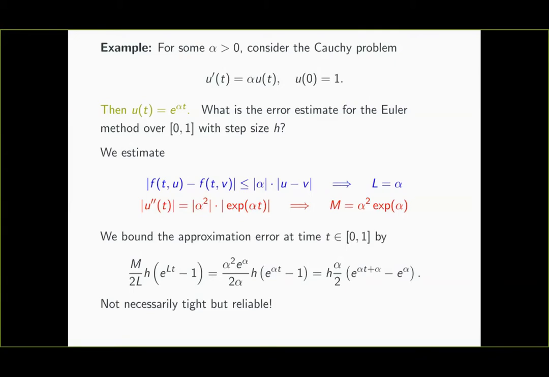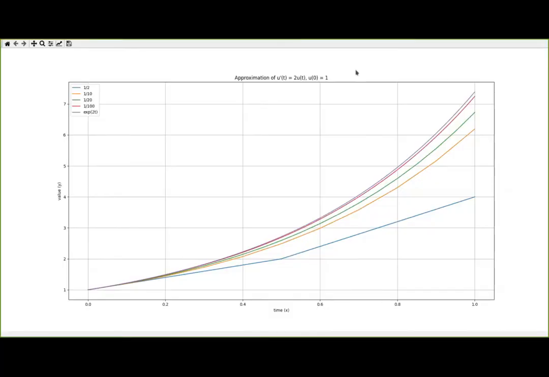That upper bound is not necessarily tight. It's only an upper estimate for the approximation error of the Euler method. But the least that I know is that it is reliable. Before we get to the actual numbers, let's take a look at a few graphics here.